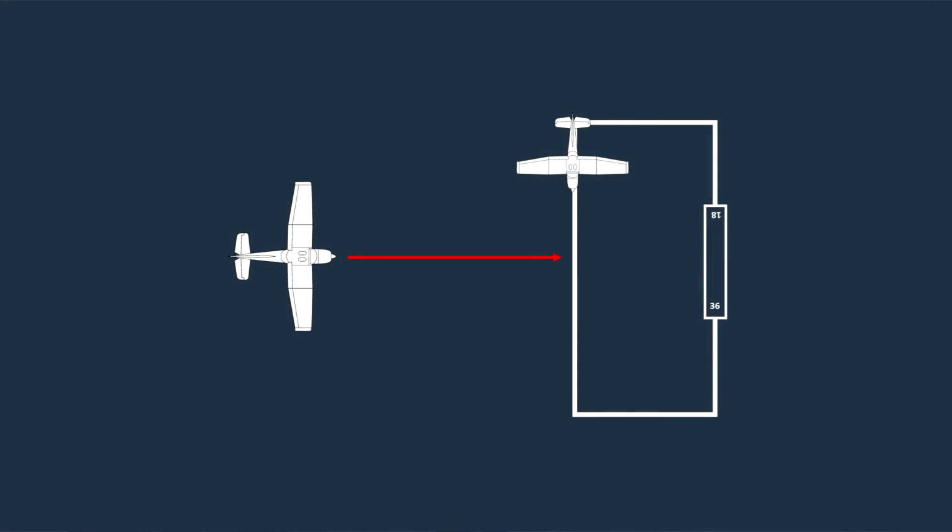If you're joining the circuit and you notice that traffic is in the way, you really have to be proactive at avoiding the traffic. For example, if there's an aircraft right in front of you, it doesn't make sense to try to get in front of that other traffic.